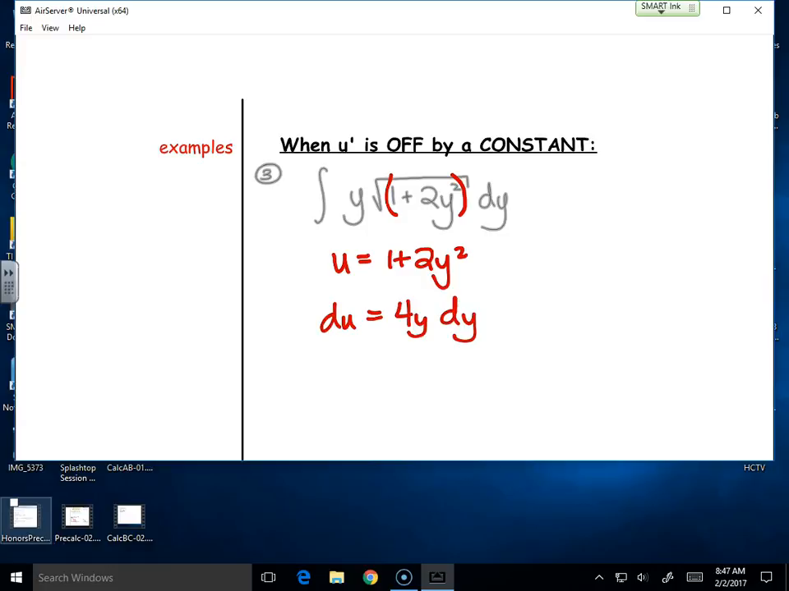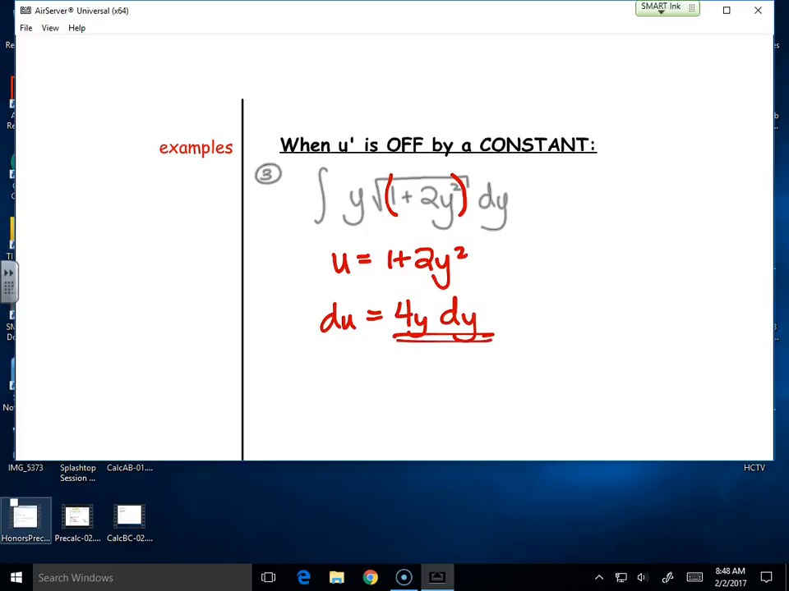How did choosing u and du go? You guys agree? You see why I chose 1 plus 2y squared? It was in the square root, in the radical. Alright, focus on that. My u was under my radical. du: derivative of 1 is 0, derivative of 2y squared is 4y. Plug in!